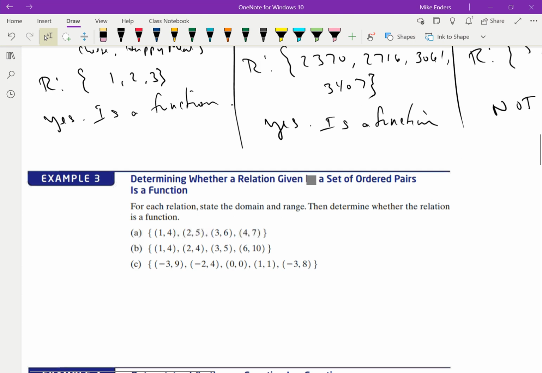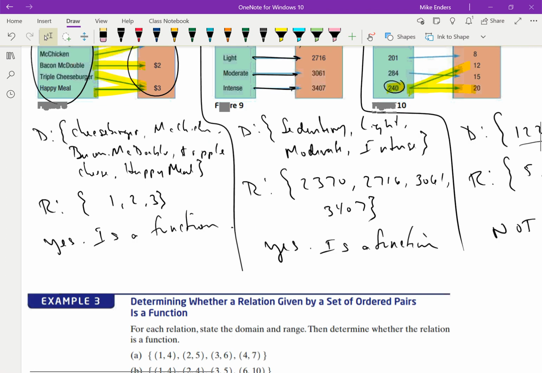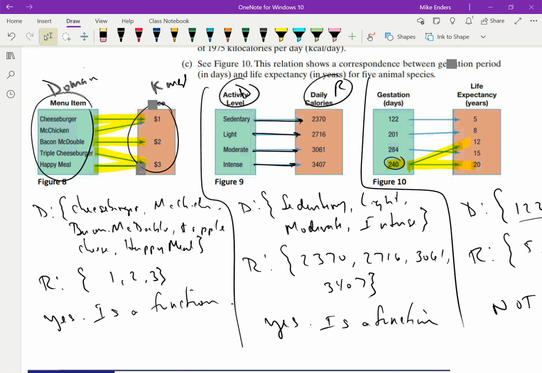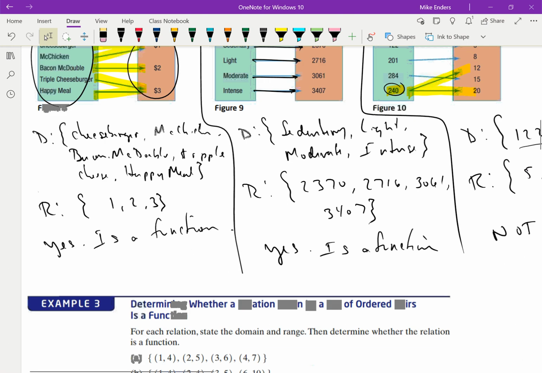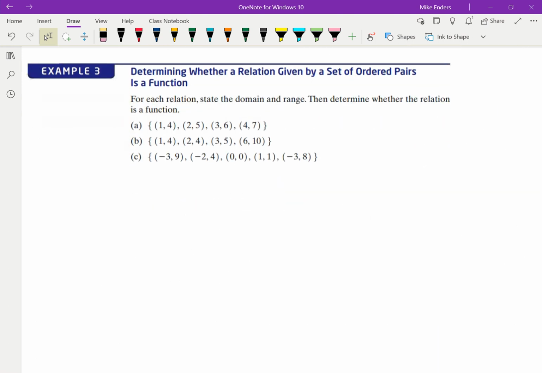Moving on to example 3, we have just a series of ordered pairs in this case. Our question here is, for each relation, state the domain and the range, and then determine whether the relation is a function. So in example 2, we were given all mapping notations, and we were asked the same thing: state the domain and range, then determine whether or not it's a function. And what we were looking for was the number of arrows coming off an item on the left-hand side. Now we have not the mapping, but we have the ordered pairs, and we're doing the same thing.